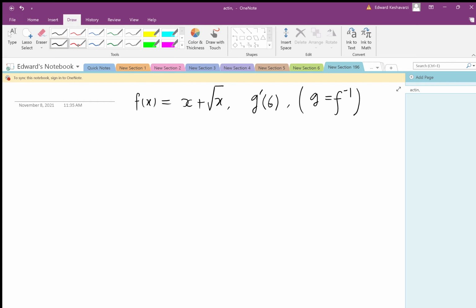So as we discussed, we are looking for g prime at 6, and 6 is the y value, not the x, and we need to find the corresponding x. So 6 equals x plus square root of x. Again, we need to test numbers, and obviously the number that you are testing here should be a perfect square, because square root of 3 cannot end up being 6. So the first perfect square is 1. 1 doesn't work because 1 plus square root of 1 is 2, but 4 works. 4 plus square root of 4 is 6, so therefore x equals 4.